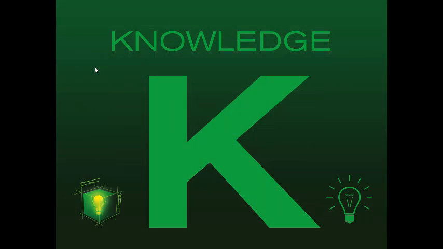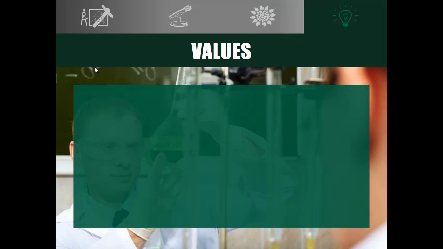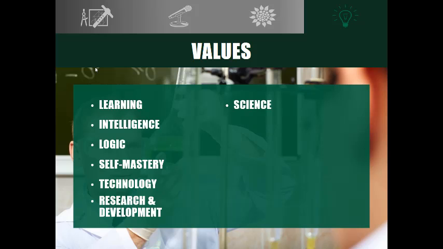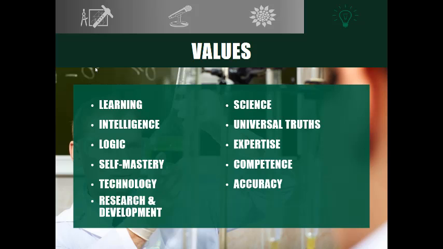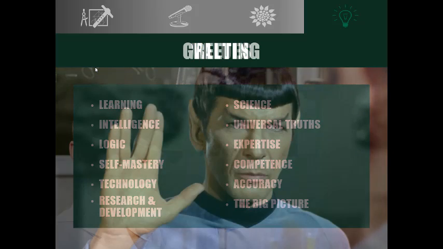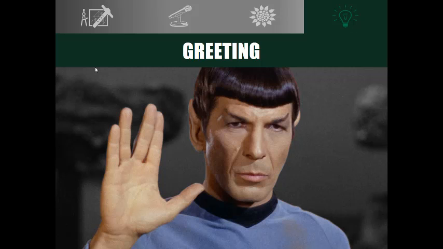So let's look at the K type. This is the K in BANK, B-A-N-K. Now we're at the last one. The K values learning, intelligence, logic, self-mastery, technology, R&D, science, universal truths. Expertise is very important to them. Competence, accuracy, and the big picture.